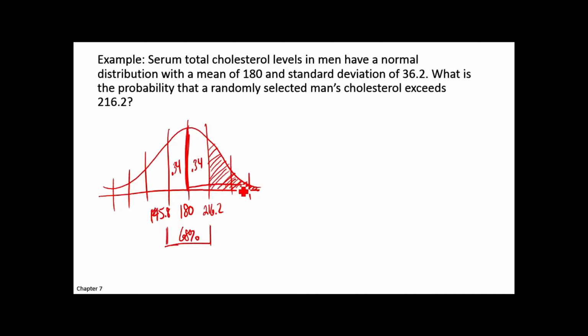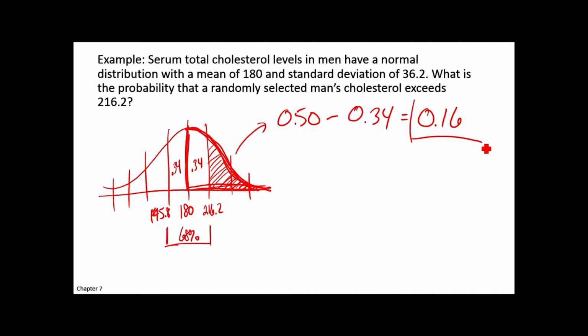Yeah, so if you think about it, remember the symmetry of the normal distribution. How much is above the mean? 50% is above the mean, and then you take away the 34% that we already covered, and what you end up with is 0.16. So there's a 16% chance that his cholesterol exceeds 216.2. Right? Okay.